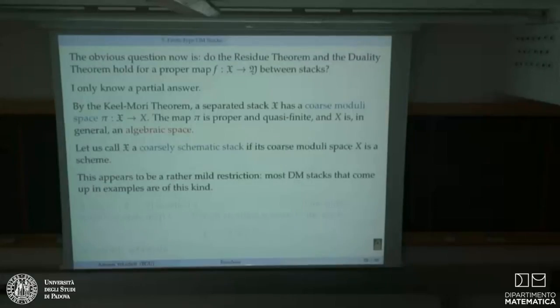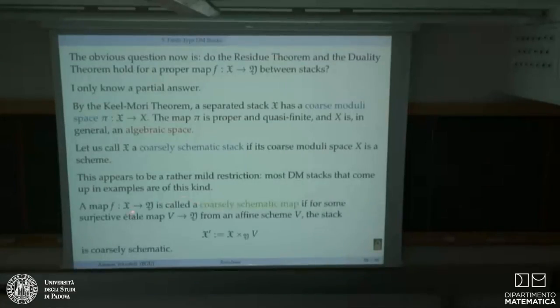Okay, now I want to have a relative version of this. So suppose I have a morphism of stacks F, and I assume that the morphism is separated. I call this morphism coarsely schematic if there exists some atlas V to Y, so some surjective étale map, such that the stack that we get by base change, which is now a separated stack over V and therefore over the base, is coarsely schematic. So its coarse moduli space, which we know exists, is actually a scheme.